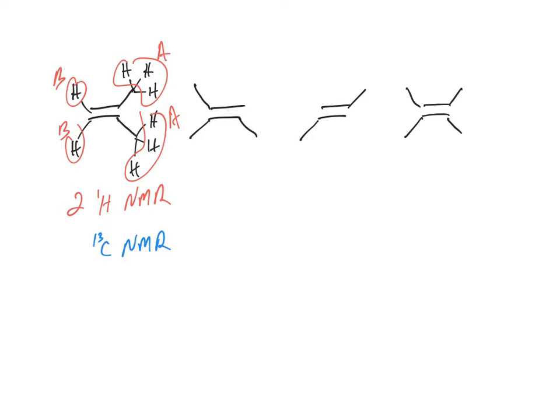3. 1, 2, 3, right? Don't forget the carbon that doesn't have any hydrogens bonded to it. Don't forget the quaternary carbons. Carbons without any hydrogens bonded to them are still things too. We'd predict there'd be 3 peaks in the carbon NMR.